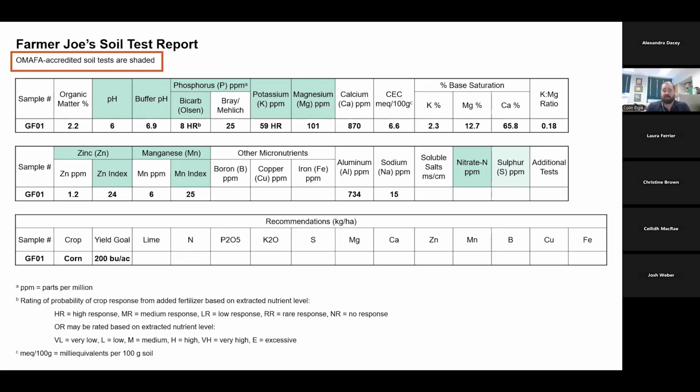The important thing is that we've got that soil sample that really shows us those results, and we can trust that it's from an accredited lab, meaning that those results will actually mean something for the soils that we have here in Ontario.